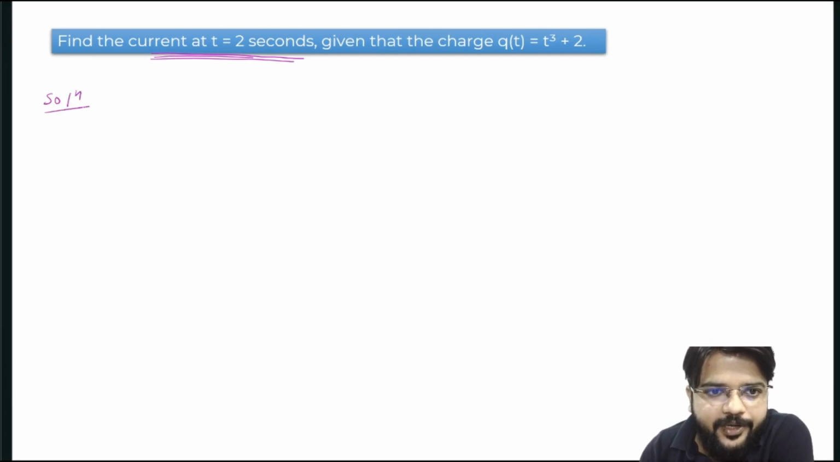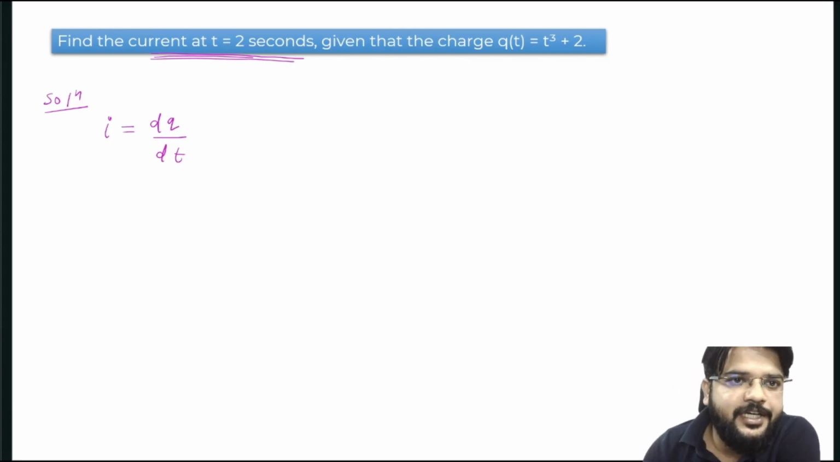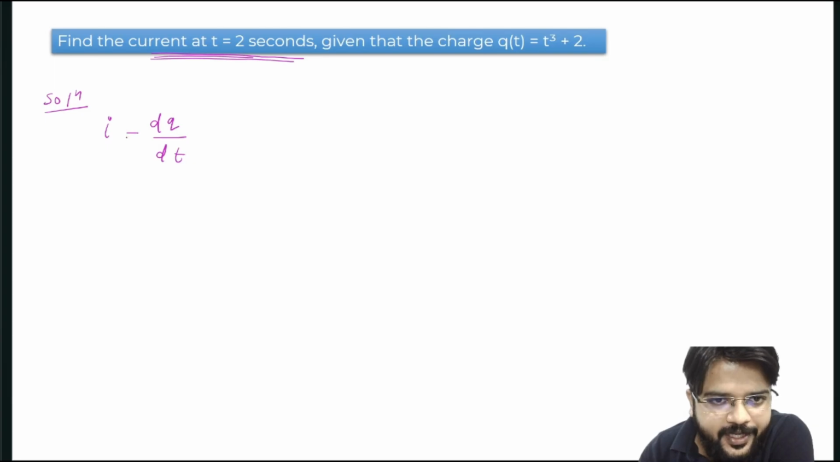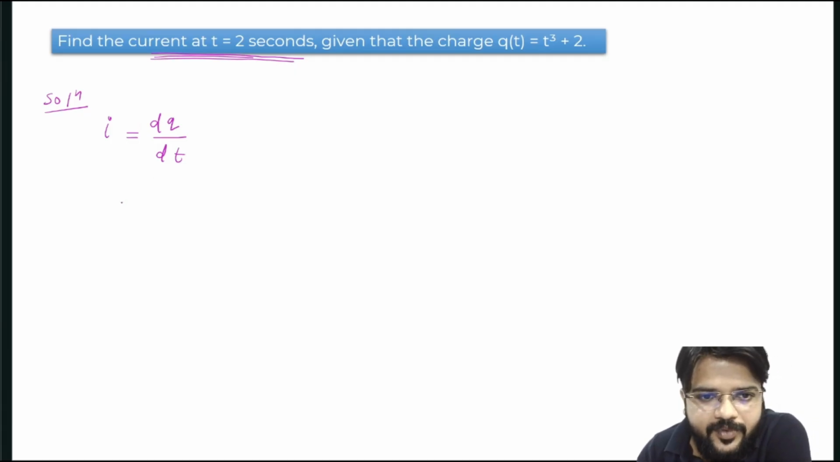So let's see how we can do this question, everyone. We know that instantaneous current can be written as dq by dt. When we are finding instantaneous current, the interval of time is very, very small. We already know this. Since we have charge as a function of time, first of all we will find current as a function of time. So we need to differentiate here.